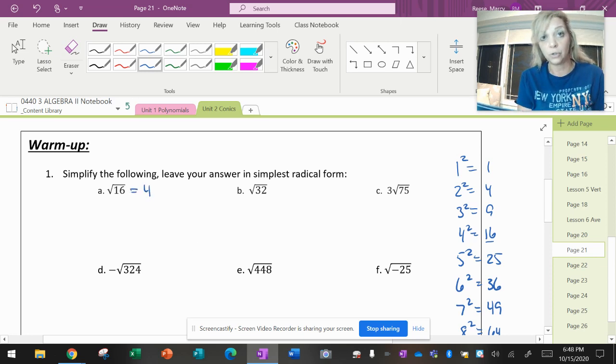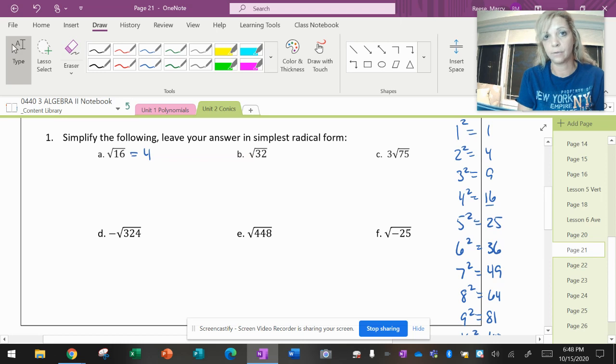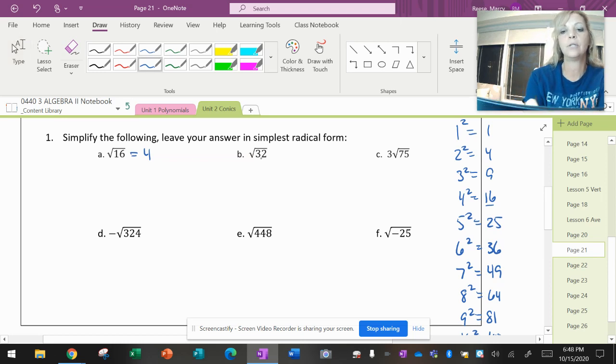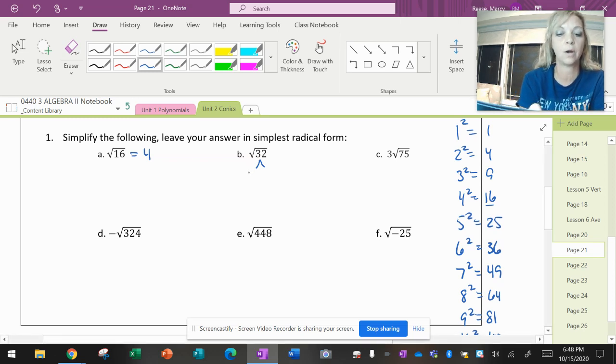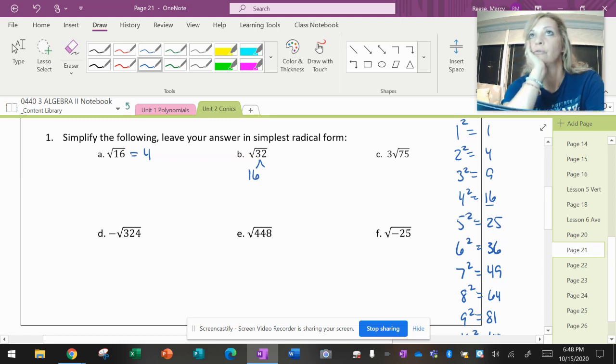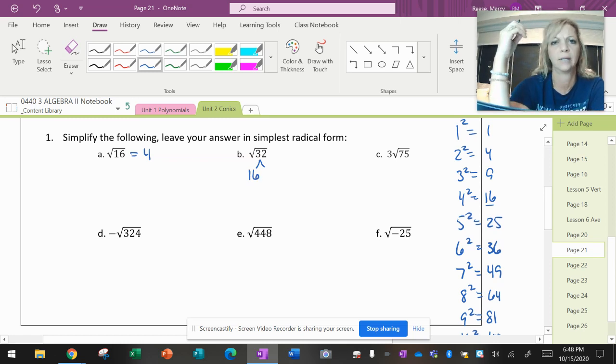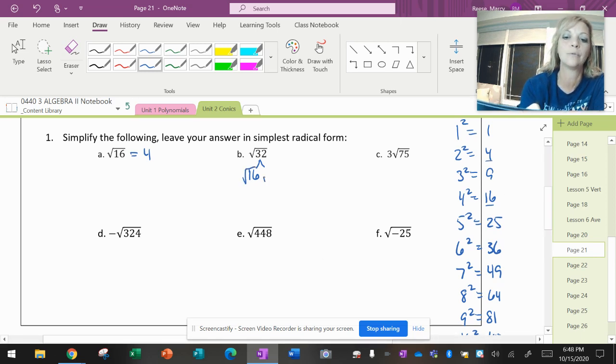Then you get to 32. 32 is not in the list, right? But is there a factor of 32 that is a perfect square? And you're going to look for the highest factor you can. So the highest factor of 32 that is a perfect square is 16, right? So 4 is, but 4 is not the highest factor that's a perfect square, right? So we know 4 is and we know 16. So I'm going to pick the highest one that can divide into 32.